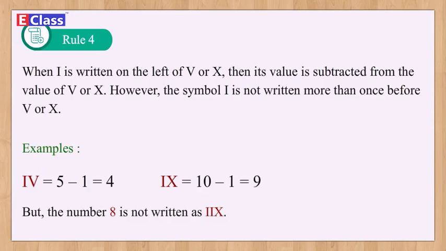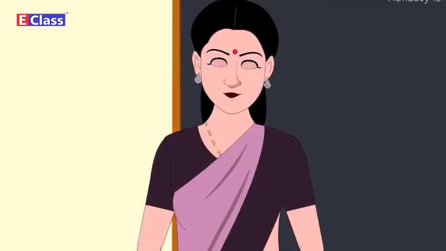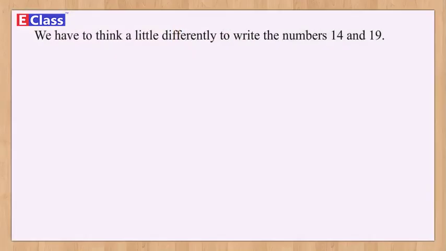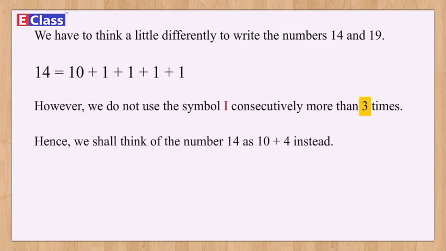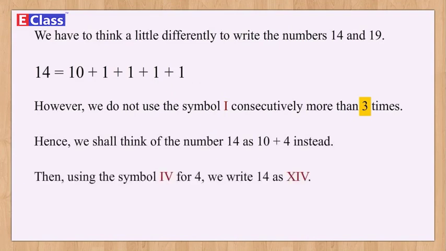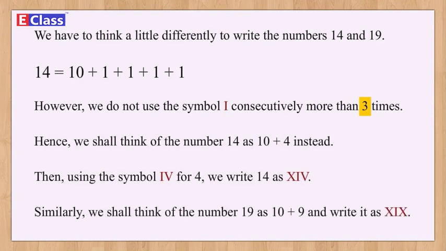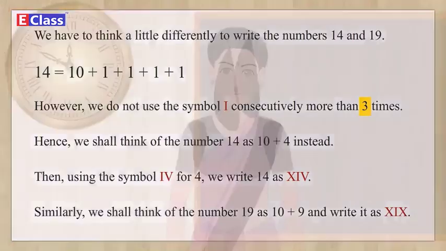As above, we saw the 4 rules of Roman numerals. Now, let's see how to write the numbers 14 and 19. We have to think a little differently to write the numbers 14 and 19. 14 is equal to 10 plus 1 plus 1 plus 1 plus 1. However, we do not use the symbol I consecutively more than 3 times. Hence, we shall think of the number 14 as 10 plus 4 instead. Then, using the symbol IV for 4, we write 14 as XIV. Similarly, we shall think of the number 19 as 10 plus 9 and write it as XIX.